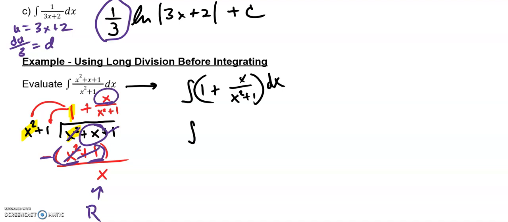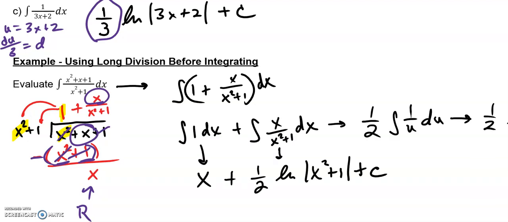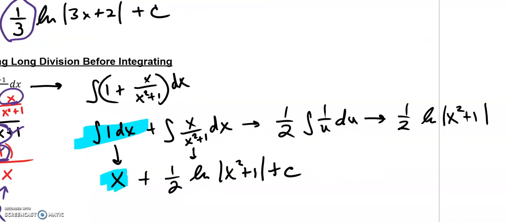So it could be the integral of 1 dx, which we can do pretty easily, and the integral of x over x squared plus 1 dx, where we would use substitution. So if you haven't tried this, pause the video and finish it out. The integral of just 1, that is just x. But then over here, you would have to use substitution, where your u is the x squared plus 1.